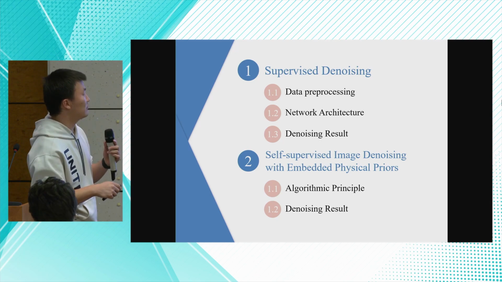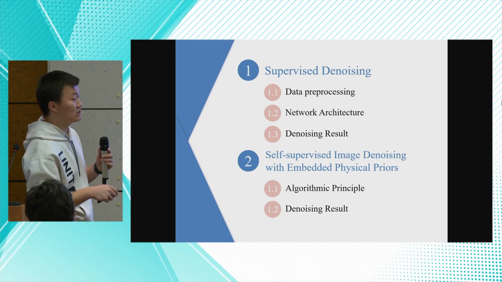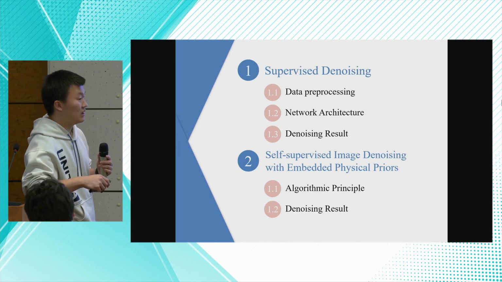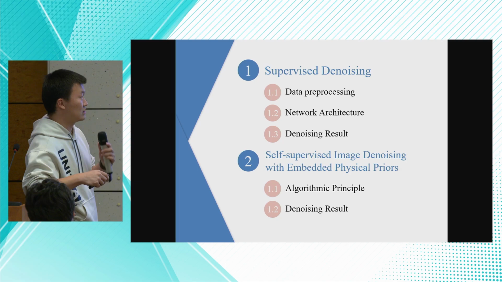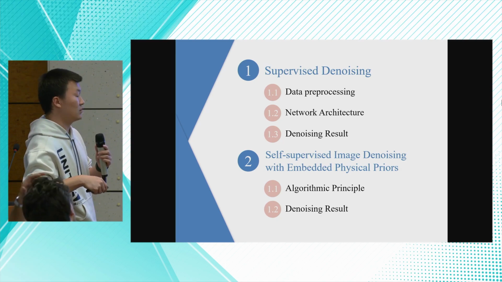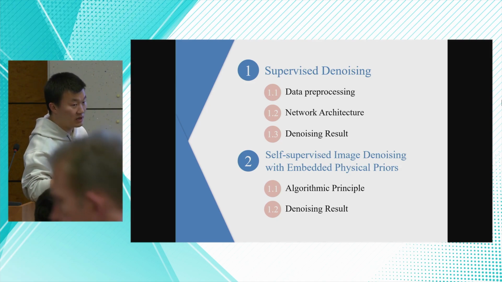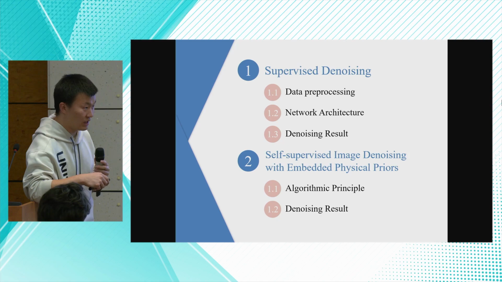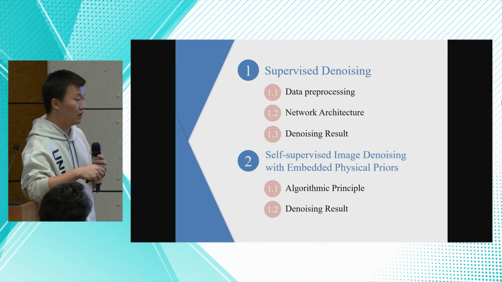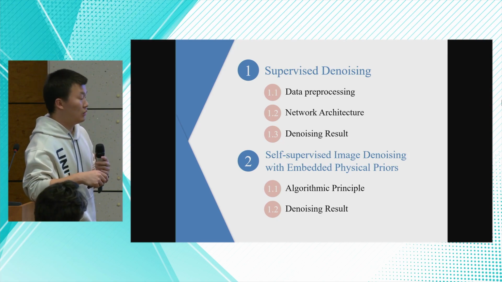For the first one, we just need some high SNR data as the reference, and we train a neural network to do this mapping. But for the second one, we only need the low SNR data, and with some physical priors, we can let the AI denoise the data relying only on the low SNR data.